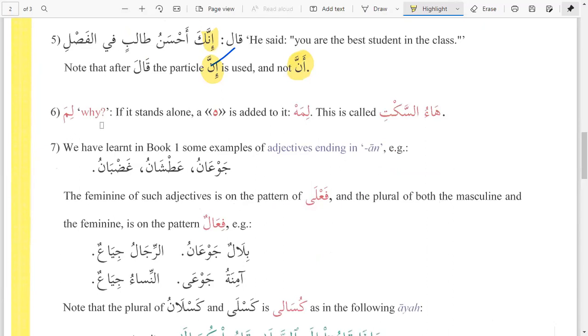Lima means why. If it stands alone, then we add ha, and it becomes limah. And this ha is sukoon, silent here.